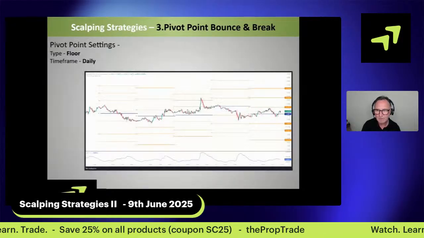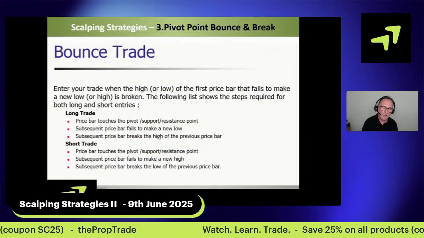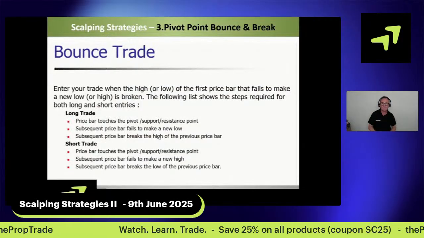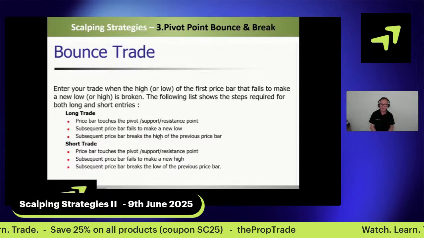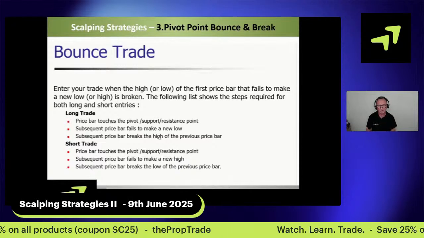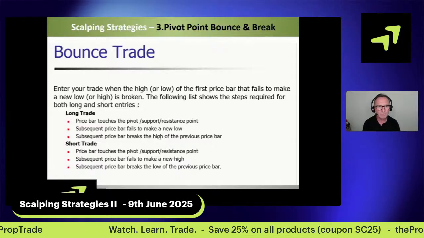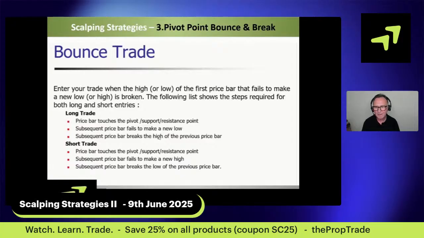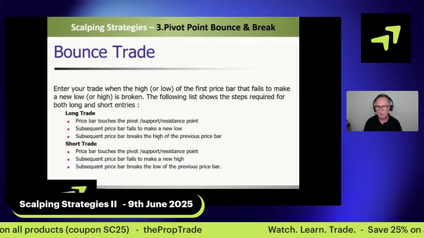So that's the setup we've just seen, the floor, the daily on the euro trade. So 2 types of approaches. We have a bounce trade and a break trade. Okay, so the bounce trade. So we're going to go long or short. These are the rules. Okay, so you enter your trade when the high or low of the first price bar that fails to make a new low or high is broken. The following list shows the steps required for both long and short.